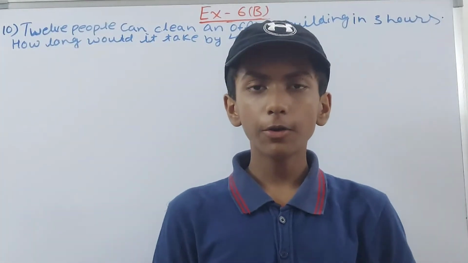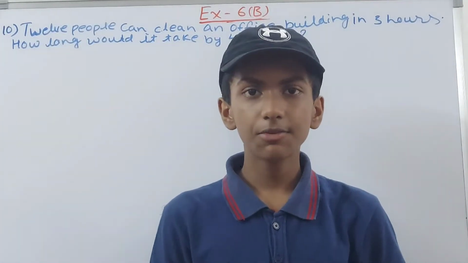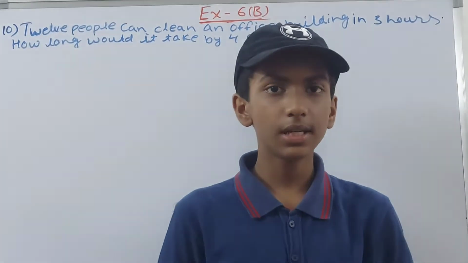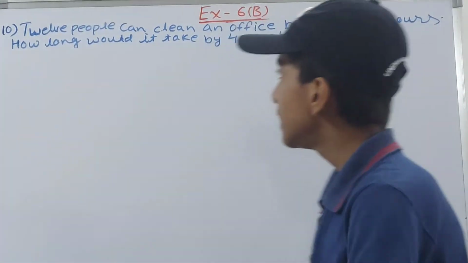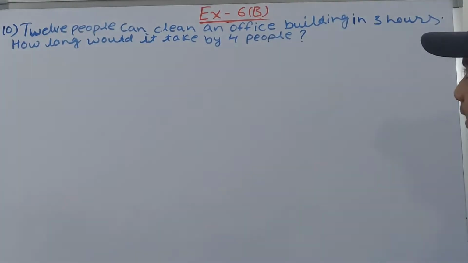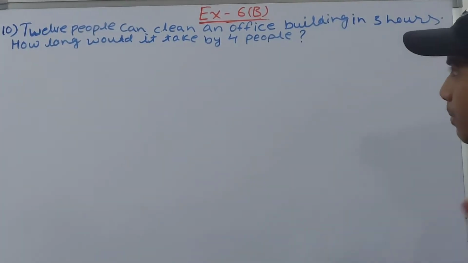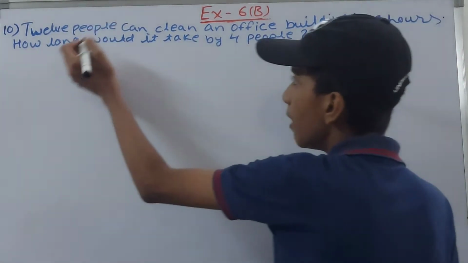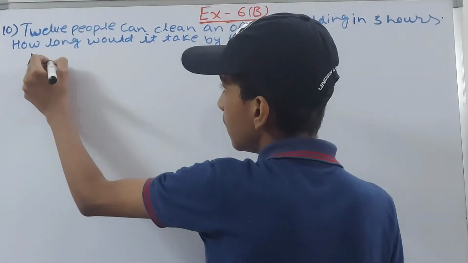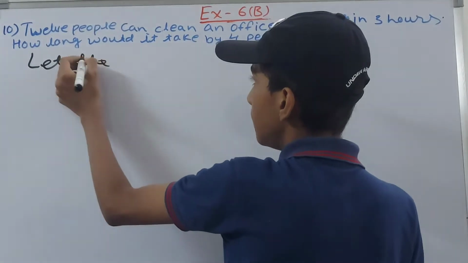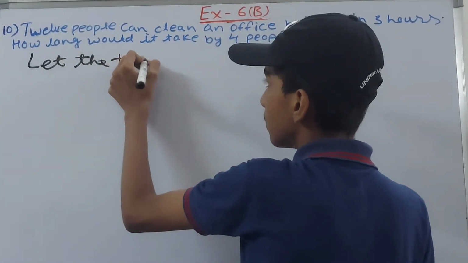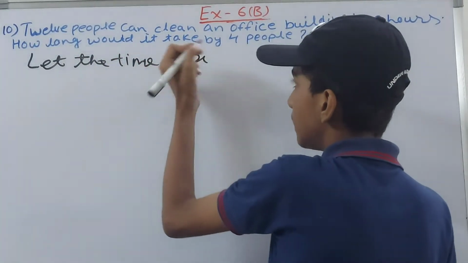In this video, we are going to solve ICSE Mathematics Class 7 Chapter 6 Ratio and Proportion Exercise 6B Question 10. This one is: 12 people can clean an office building in 3 hours. How long would it take by 4 people? Okay, so you see here, if 12 people take, first of all, let the time be x. Alright, so let the time be x.